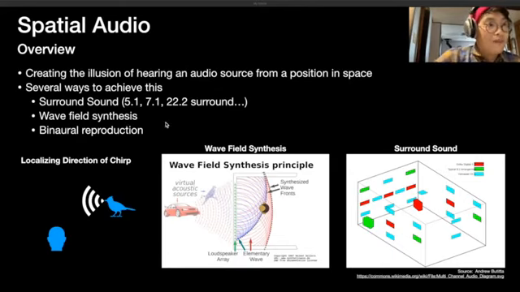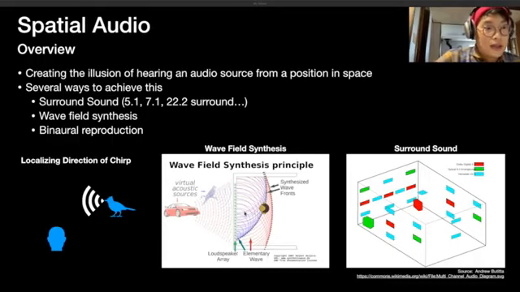The other way is through what's called wave field synthesis. And if my understanding of this method is correct, it's a little analogous to how in the Fourier series, complex waveforms can be decomposed into simpler sinusoidal components.